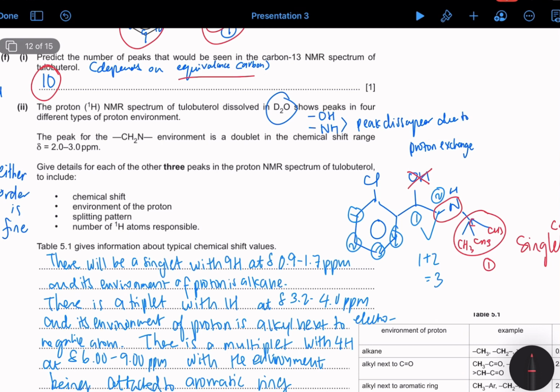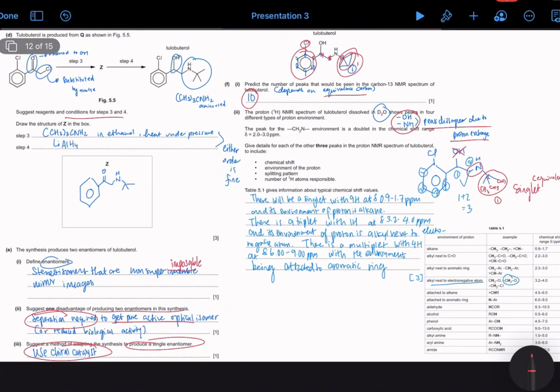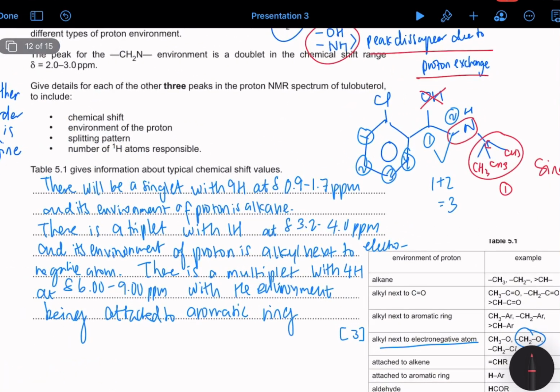So, okay. What happens when you dissolve it in deuterium, D2O, heavy water? Your peak will disappear for OH and NH. Why is that? Because of proton exchange. Alright, so give the details for each of the 3 other peaks in the proton NMR: chemical shift, environment of the proton, splitting pattern, number of H atoms responsible.